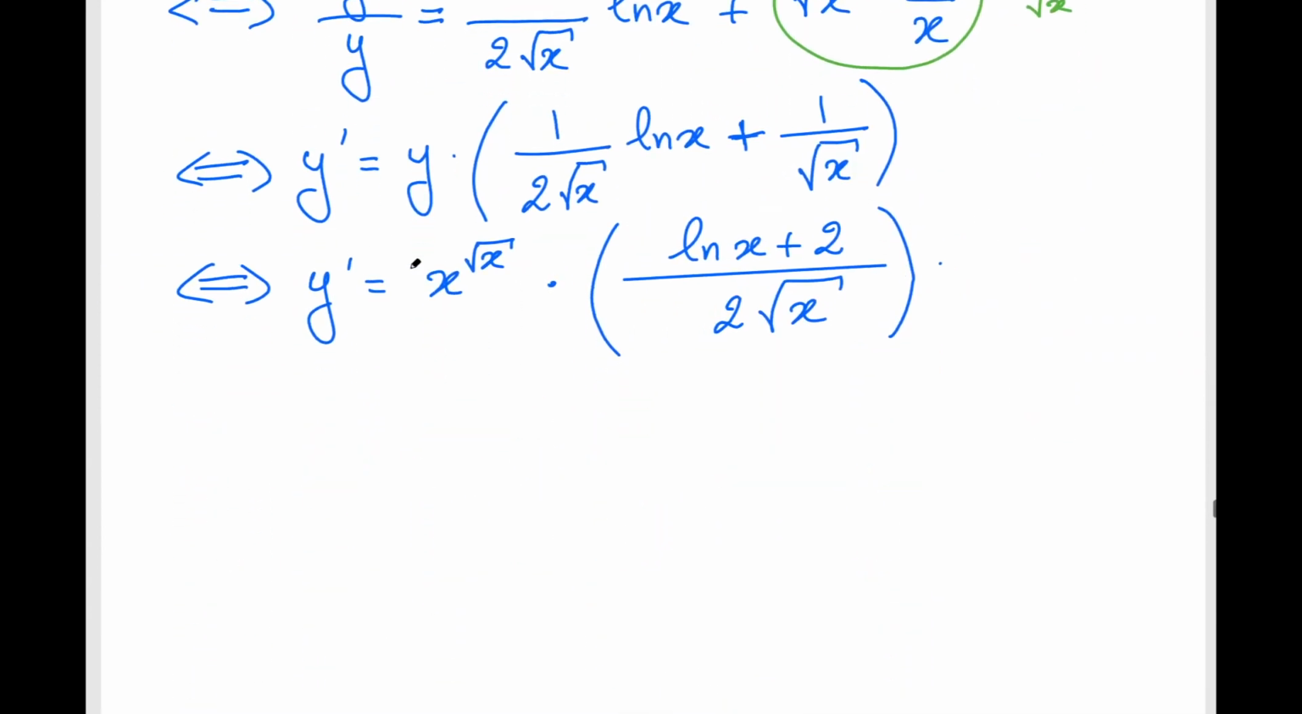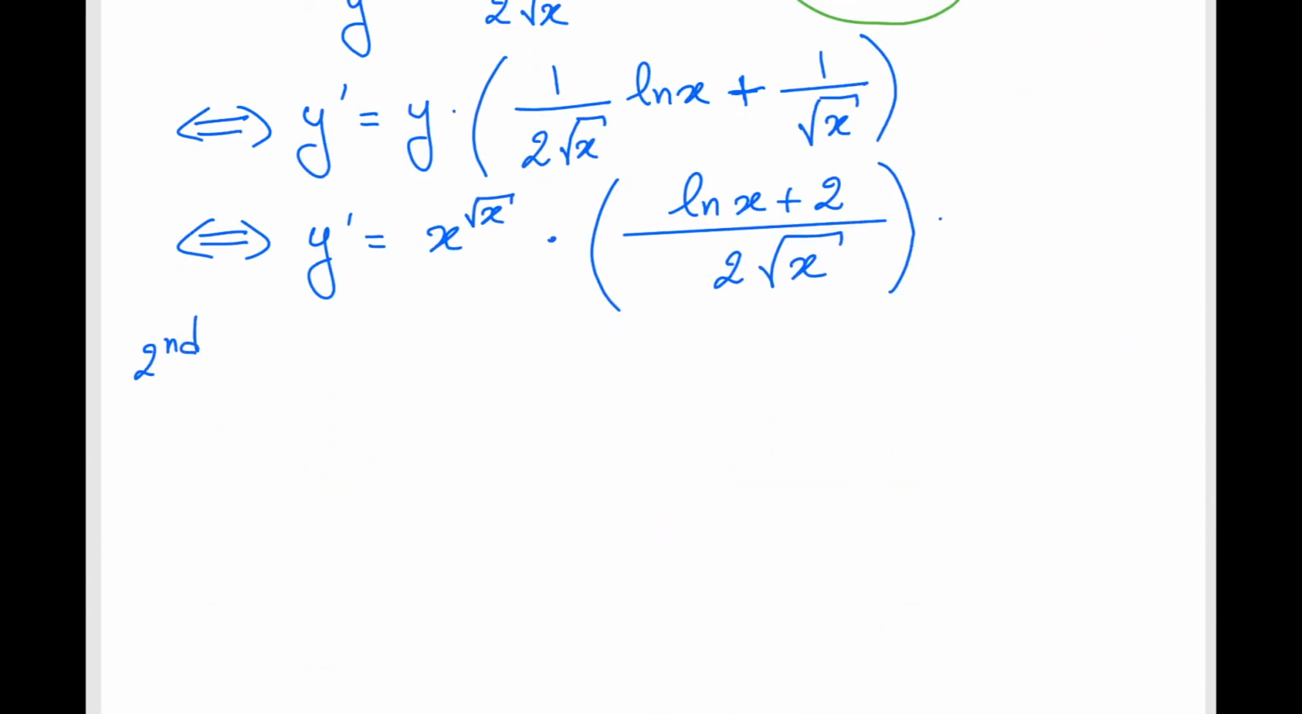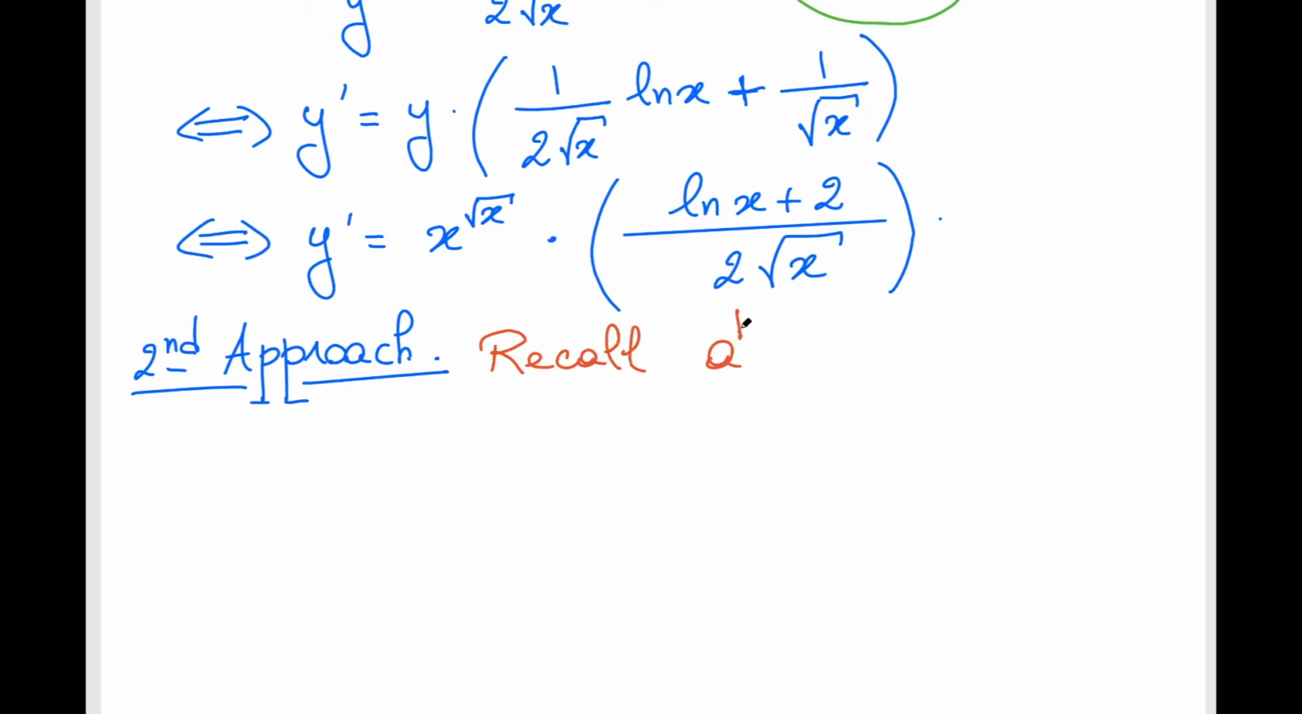The second approach is the following. Recall that if you have a to the power b, for appropriate choices of a and b, certainly a is positive and different than 1, then a to the power b is the same as e to the power b ln of a. Do you agree with that?